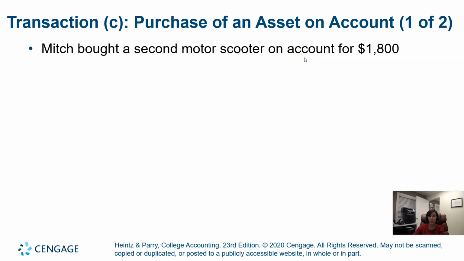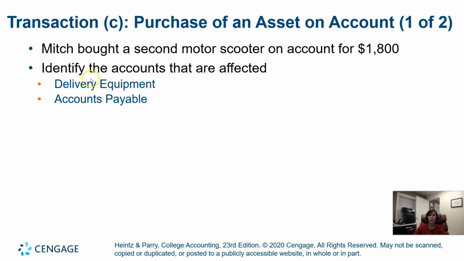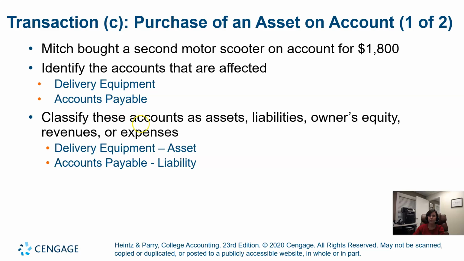We still owe it, and if we still owe it, then we're going to have a liability. So what accounts were impacted? Well, we've got more delivery equipment again, but this time we owe some money, so we've got an accounts payable. Remember, in the last transaction we had cash, but this time we have accounts payable because we didn't actually pay for them yet. Our delivery equipment is an asset account. Our accounts payable is a liability account. It's a debt that we owe.